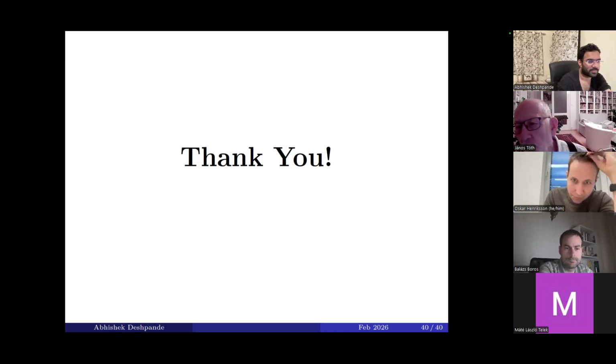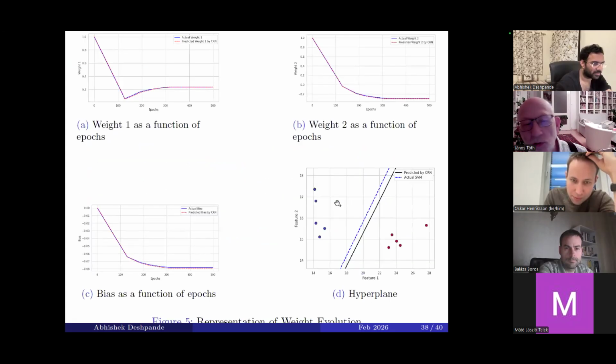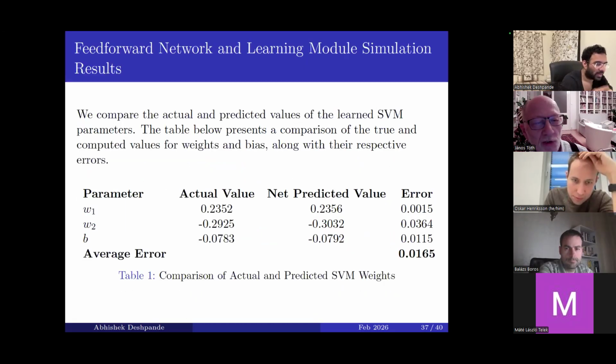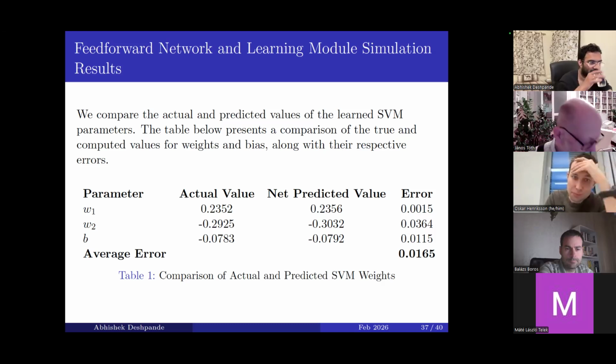I have a small question. You have shown errors, but it is not the difference between the actual value and the predicted value. It is some other error, not the absolute error. Is it mean square error, or some other error? Okay. Thank you.